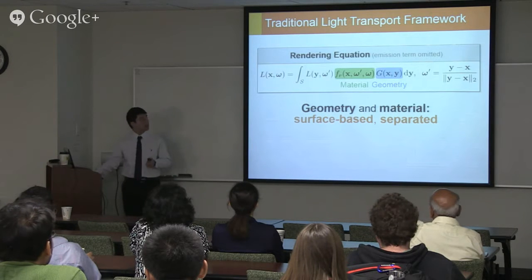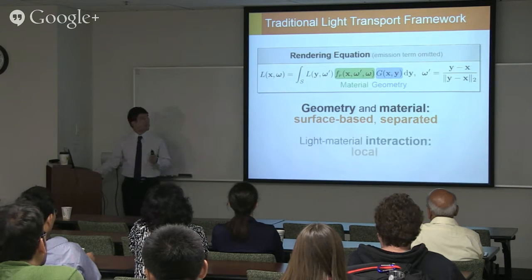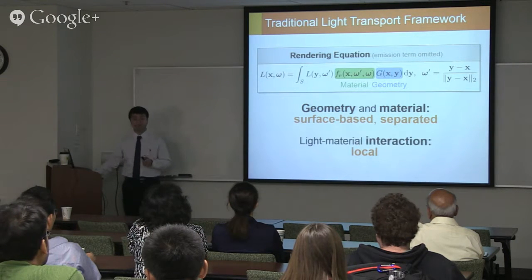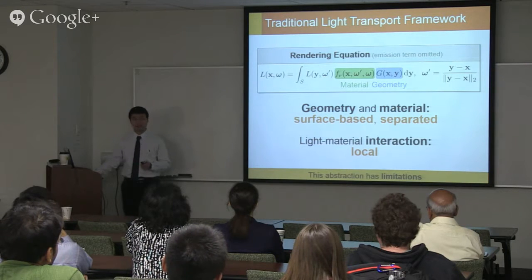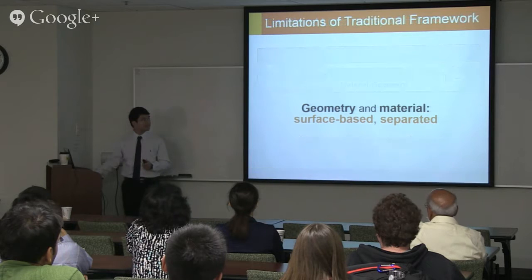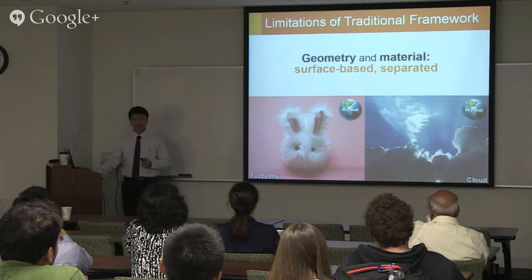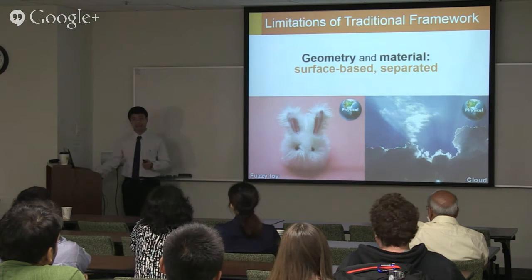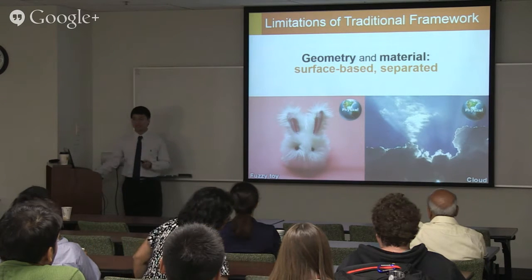In the rendering equation, you can see that material and geometry are completely separated. In addition, light interacts with material in a local manner. It only interacts with the material at one point, x, where the light hits the surface. This abstraction, although used almost exclusively in computer graphics, has many limitations. In the real world, many objects, such as a fuzzy toy, cannot be simply described using a small number of smooth surfaces. Others, like a cloud, do not even have a well-defined surface to start with.